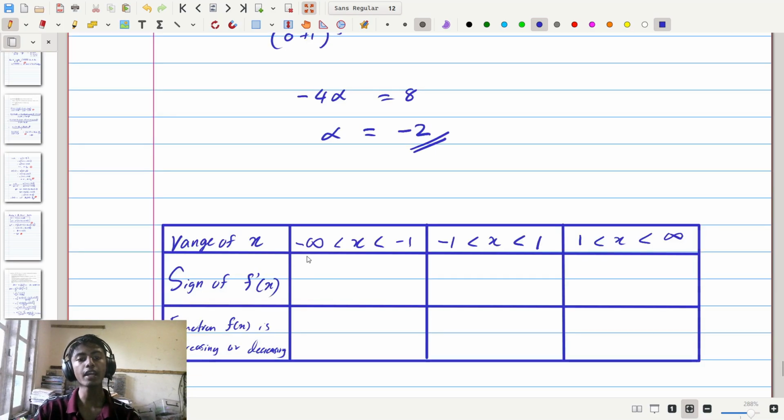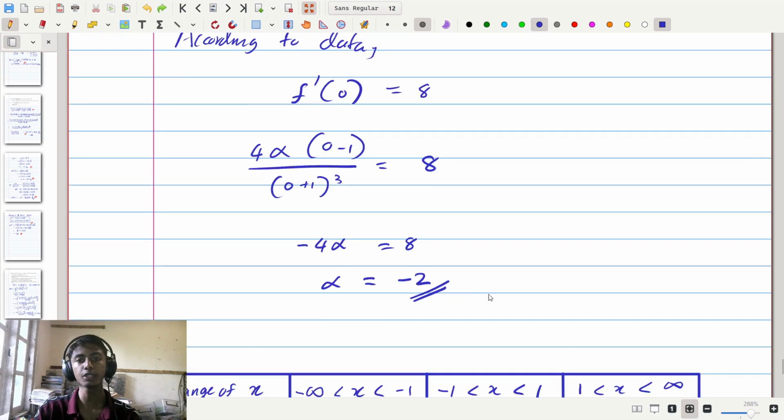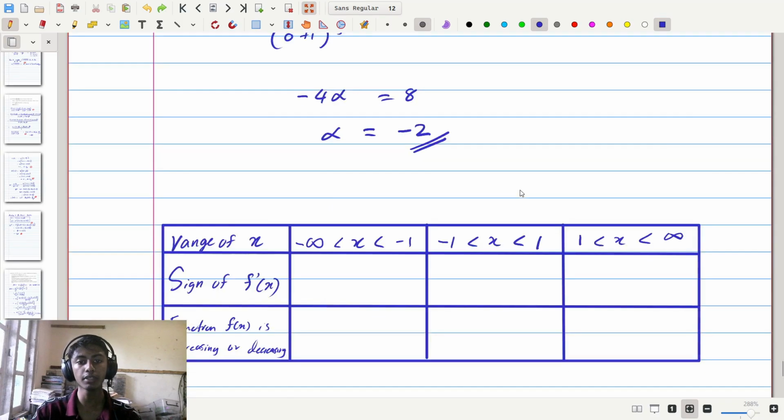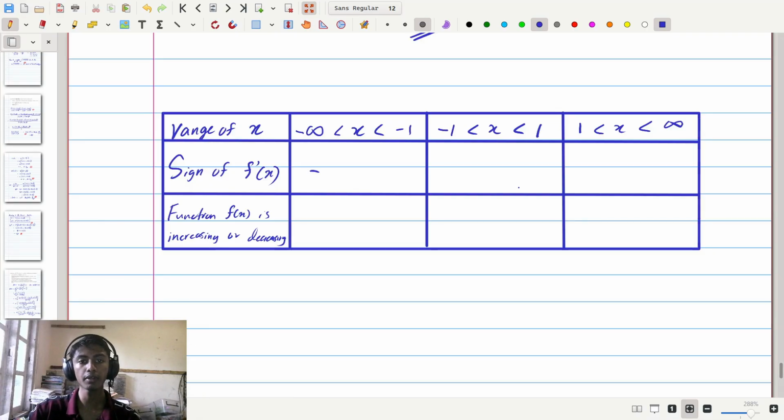one we have x in between negative infinity and negative 1. And for this we have alpha, which is a negative number here, so a negative number times x minus 1, which is going to be a negative number, divided by x plus 1 cubed, and since x is less than negative 1, this number is going to be a negative number, so we have a negative number cubed. So if we consider the signs here, we have alpha, which is a negative number, times a negative number on top, divided by a negative number cubed.